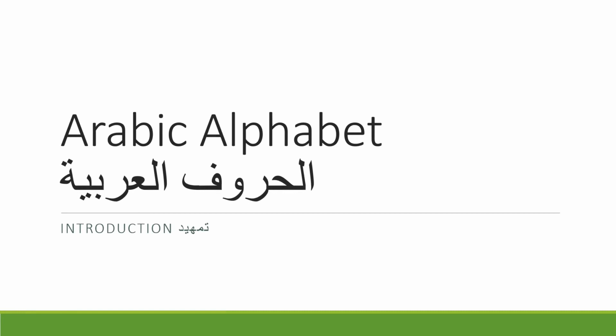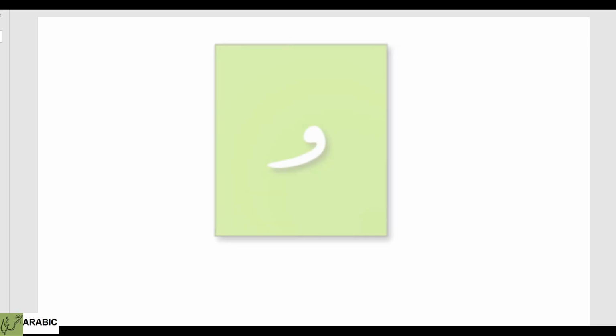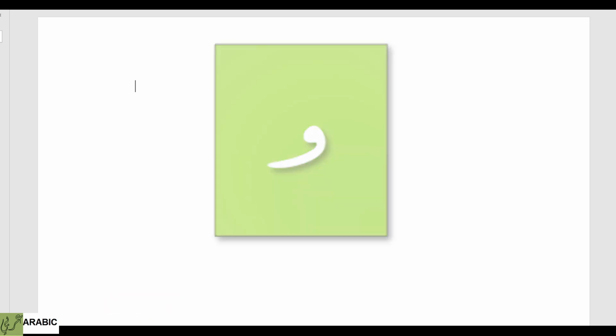Arabic alphabet. الحروف العربية. So today we're going to learn how to write حرف الواو, or the letter واو. And واو is a letter that doesn't change its form, so it's very easy to learn. It's written this way. So it has a small head and then a tail, a curvy tail, like that.